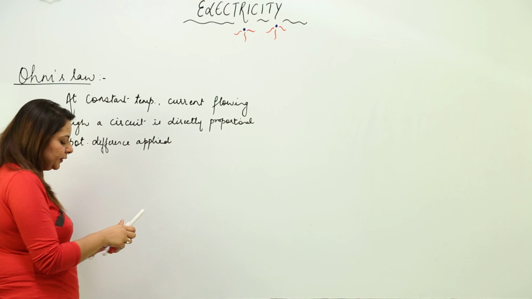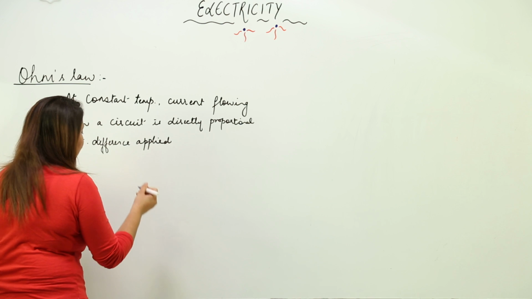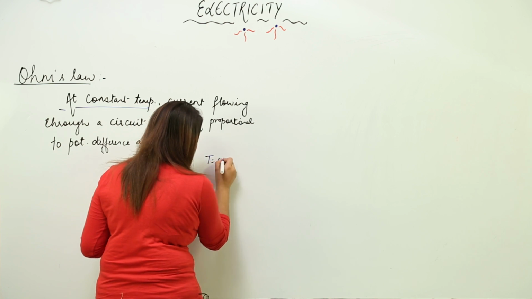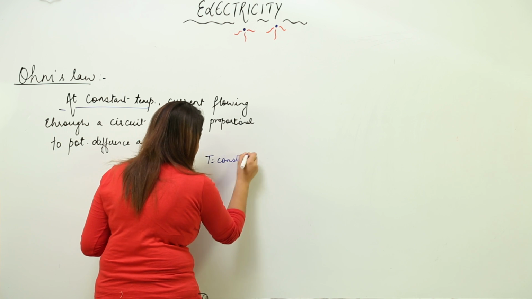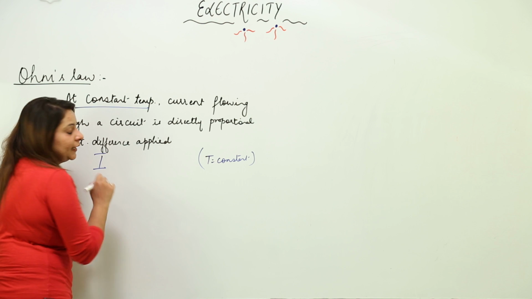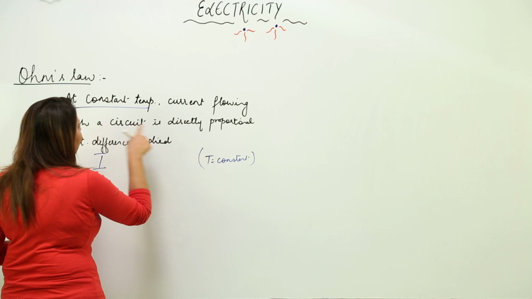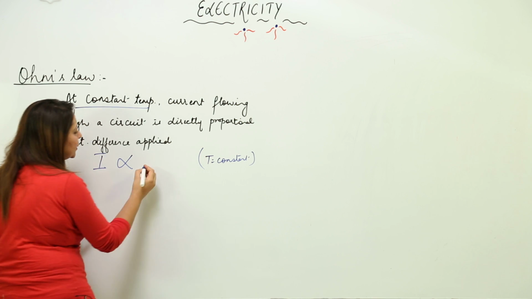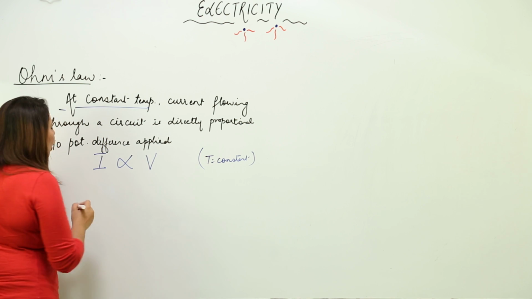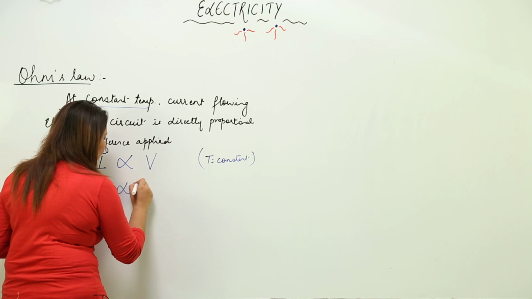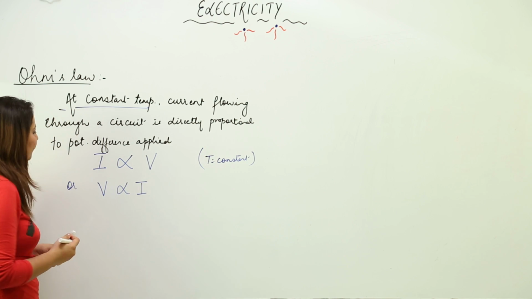Again, I am just going to repeat this definition for you. It says let the temperature remain constant. So at constant temperature, the current flowing through a circuit, that is I, is directly proportional, that means it varies directly with the potential difference applied. Or we can say that V is directly proportional to I. We can write in either form.